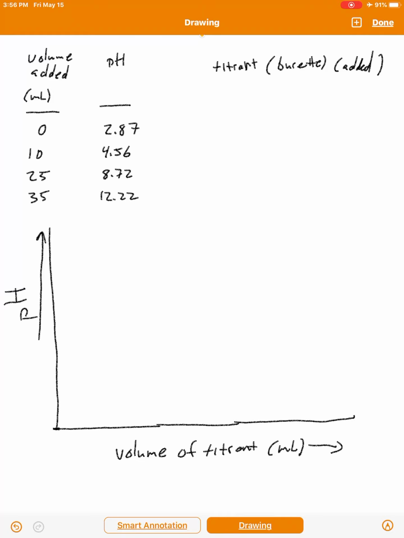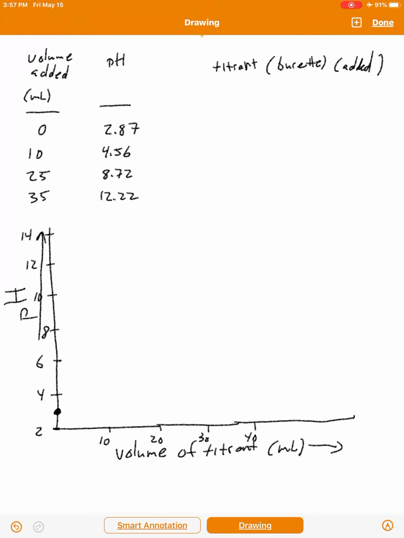So let's do this. Let's do 2, 4, 6, 8, 10, 12, 14. And then volume added, we went up to 35, so let's do this. 10, 20, 30, 40. Okay? So when we didn't add any, the pH was 2.87, so that's a little under 3, so that's right there.